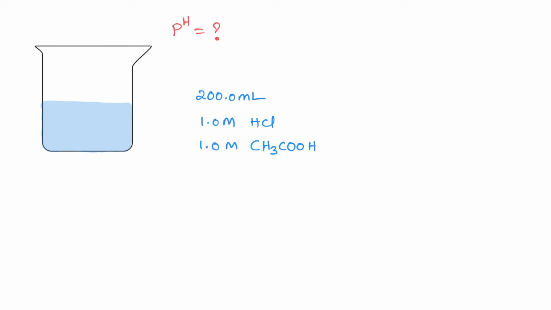Hydrochloric acid is a strong acid and acetic acid is a weak acid. So, this is a mixture of a strong acid and a weak acid. As we discussed earlier, a strong acid such as hydrochloric acid undergoes 100% dissociation according to the following equation. Hydrochloric acid dissociates to give H plus and Cl minus ions.